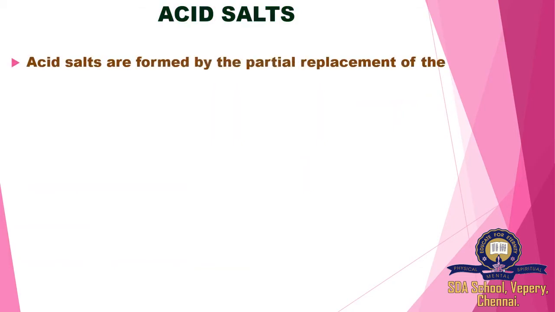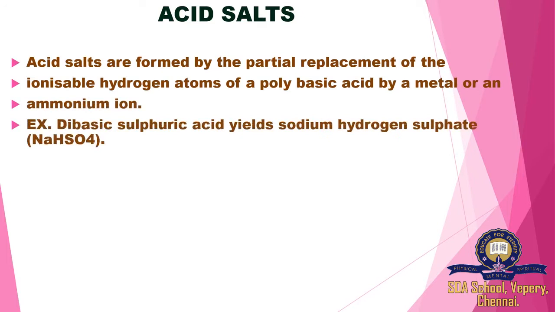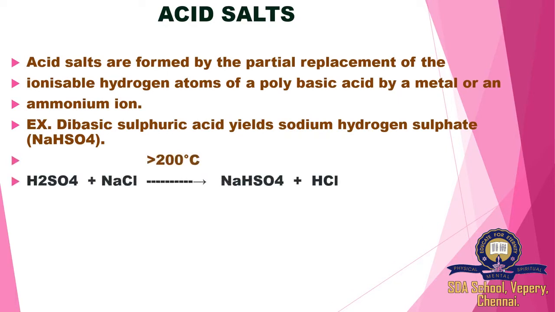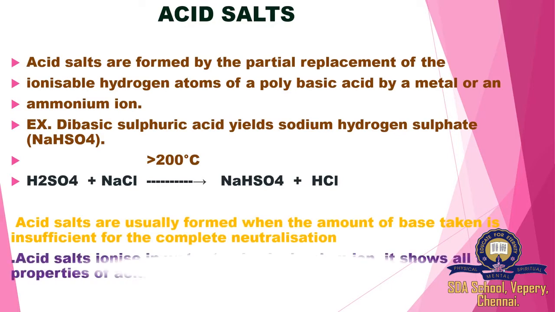Our second type of salt is acid salts. Acid salts are formed by the partial replacement of the ionizable hydrogen atoms of a polybasic acid by a metal or an ammonium ion. Here, the example is dibasic sulfuric acid. It is sodium hydrogen sulfate. Why is it dibasic? Here, this sulfuric acid has two hydrogen atoms in it. So, obviously it is dibasic. We already discussed in the types of acids.